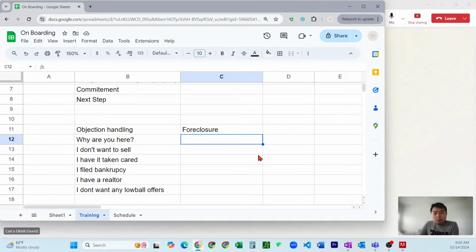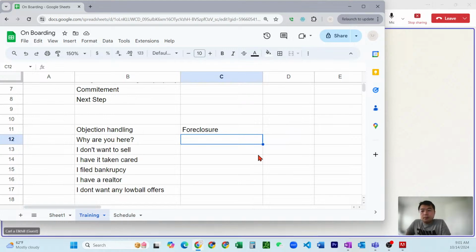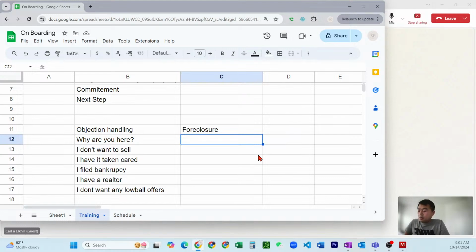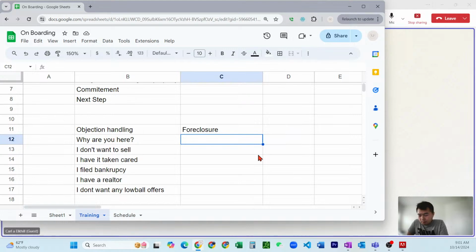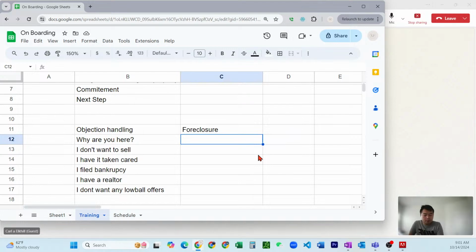Okay. How much are you hoping to walk away with, assuming everything is done, everything is paid off? I would like to walk away with about $10,000. $10,000. Okay. How much do you owe the lender? I owe about 200,000 right now. About 200,000. Okay.